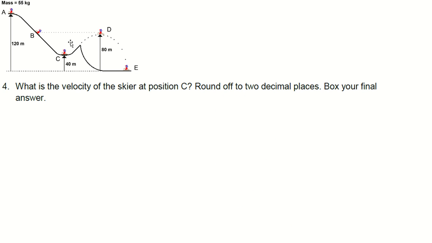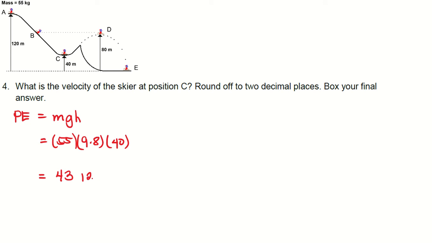Last problem. What is the velocity of the skier at position C? We do not know the potential energy of the skier at position C. So we need to find the potential energy first, then use that value to find the kinetic energy. So the potential energy at point C is equal to mgh. That's 55 times 9.8 times the height, which is 40. So the value that we will get here is 43,120 joules.